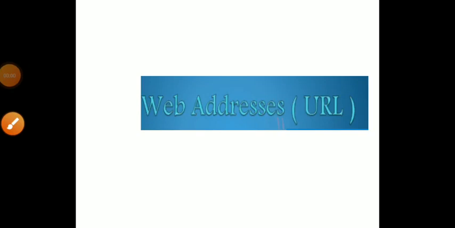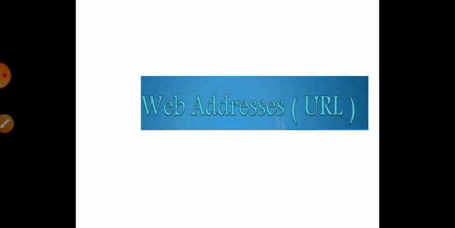Everyone, today we'll be discussing the concept of web addresses, which is nothing but your Uniform Resource Locator. As the meaning says, a Uniform Resource Locator is a format in which I find the location where a file is present. That is your URL. Let's discuss the whole concept of URL with the help of examples.